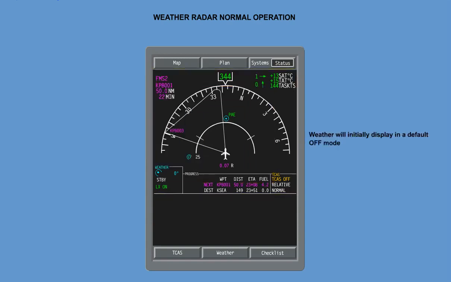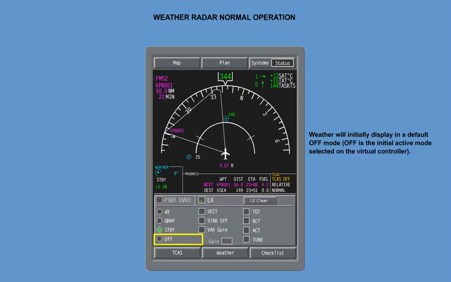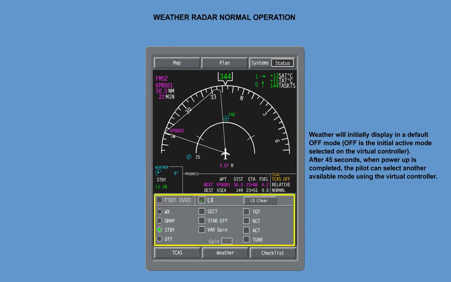When the weather option is selected on the Map menu following a cold start, the weather information will be displayed. Weather will initially display in a default off mode. Off is the initial active mode selected on the virtual controller. After 45 seconds, when power-up is completed, the pilot can select another available mode using the virtual controller.